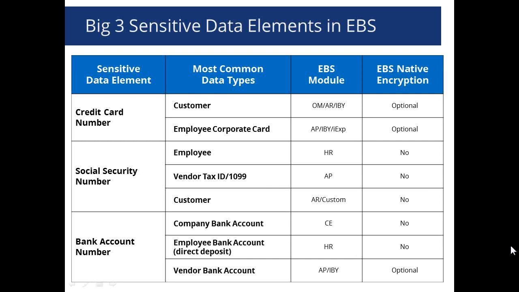So those are the different types of encryption. We'll go through some of those in more detail. First, let's talk about the different sensitive data elements in eBusiness Suite. For the rest of the presentation, we'll talk about the big three: credit card numbers, social security numbers, and bank account numbers. These are the data elements we see most people trying to tackle when they start talking about encryption in eBusiness Suite. There are many other data elements: first name, last name, address, date of birth, driver's license number. There's a lot of different things within the eBusiness Suite.